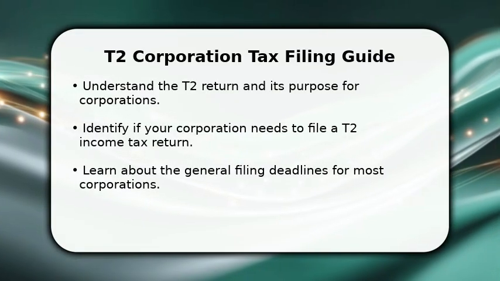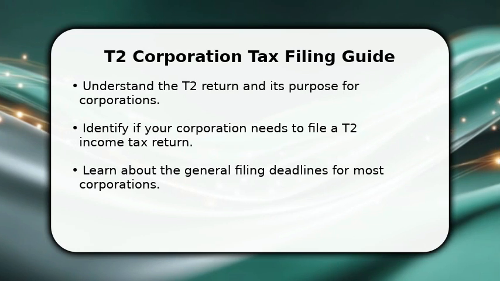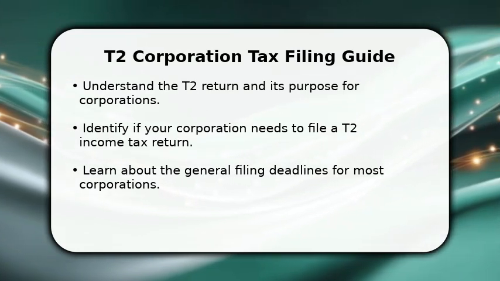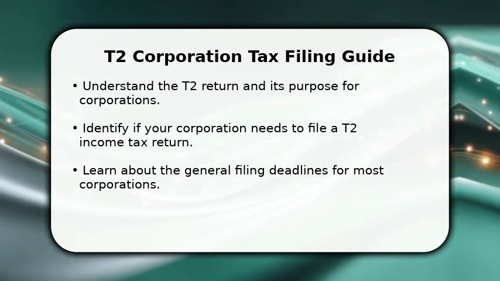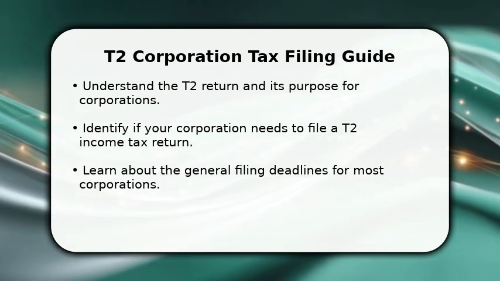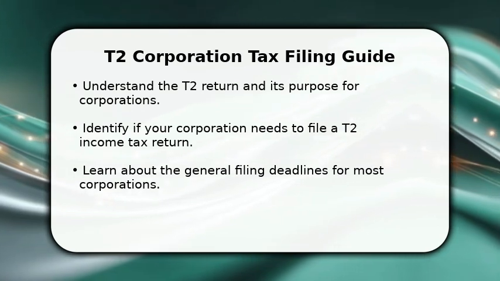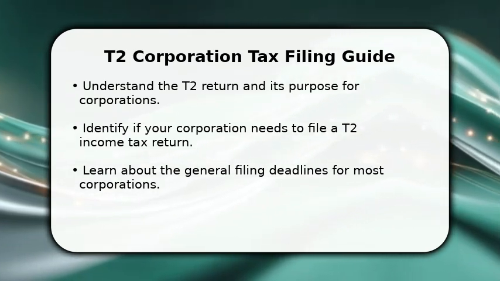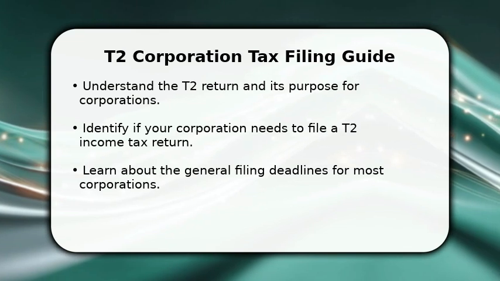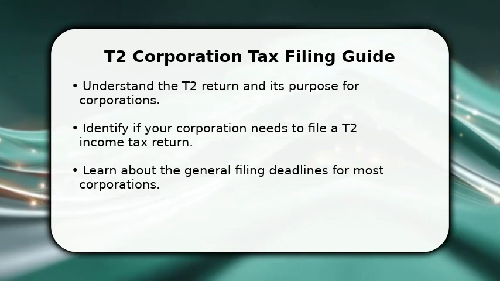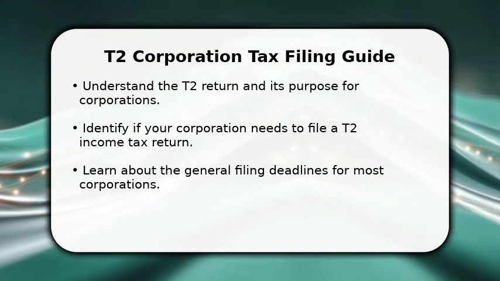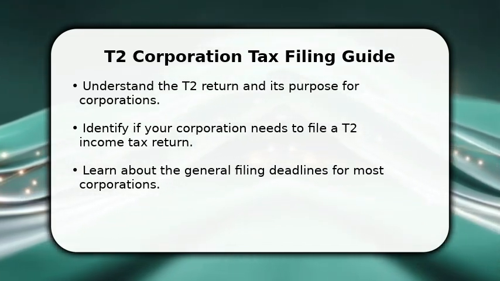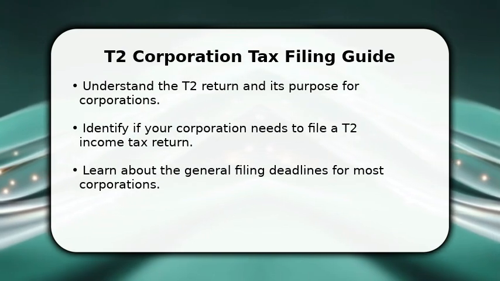In this video, I will explain how to file a T2 corporation income tax return. First, ensure your corporation is registered with the Canada Revenue Agency and has a business number. Next, gather all necessary financial records, including income statements and balance sheets. Finally, determine your corporation's tax residency status, as this impacts filing requirements. This foundational step is crucial for accurate and timely submission.